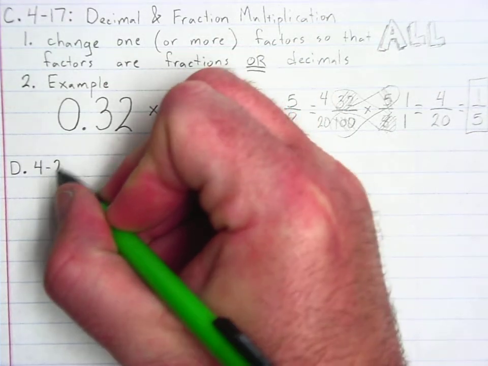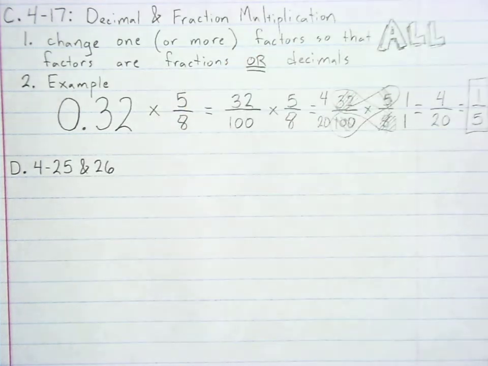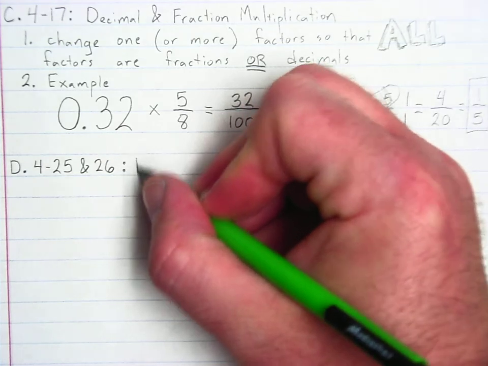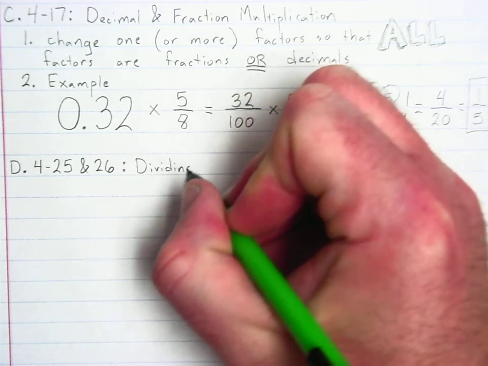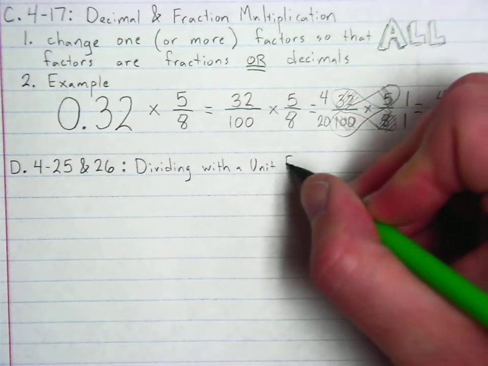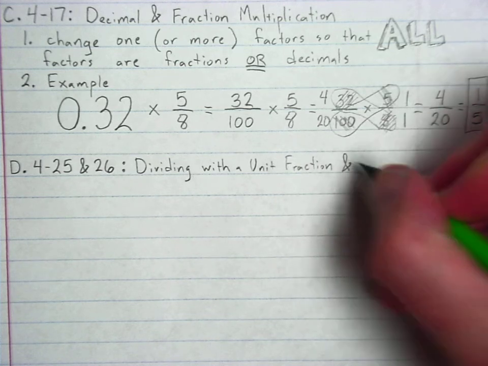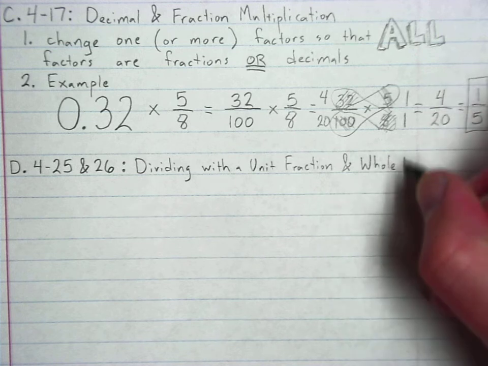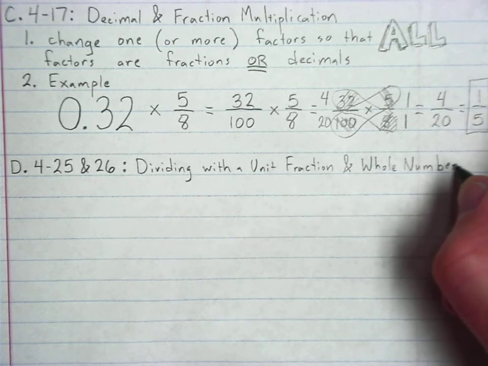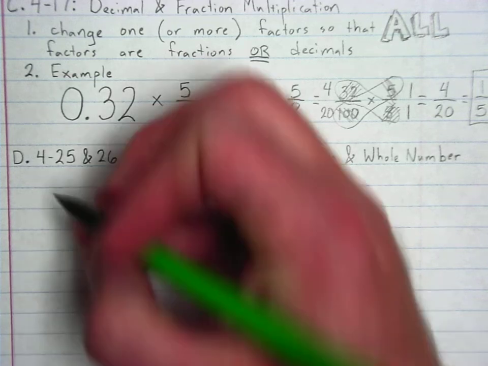For 425 and 426. In these two lessons, we were dividing with a unit fraction and a whole number. Now we did this two ways because division is not as relaxed as multiplication is. There is no commutative property here. You have to be very aware of the order the numbers are written in.